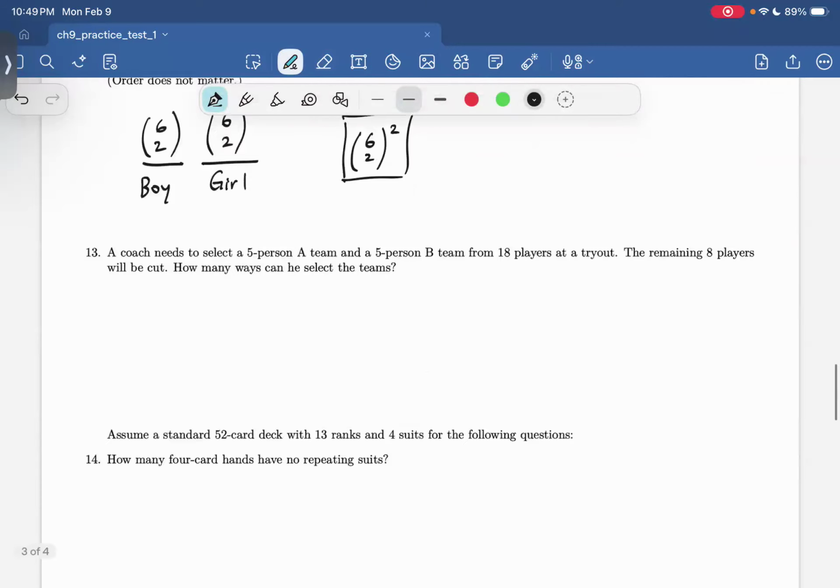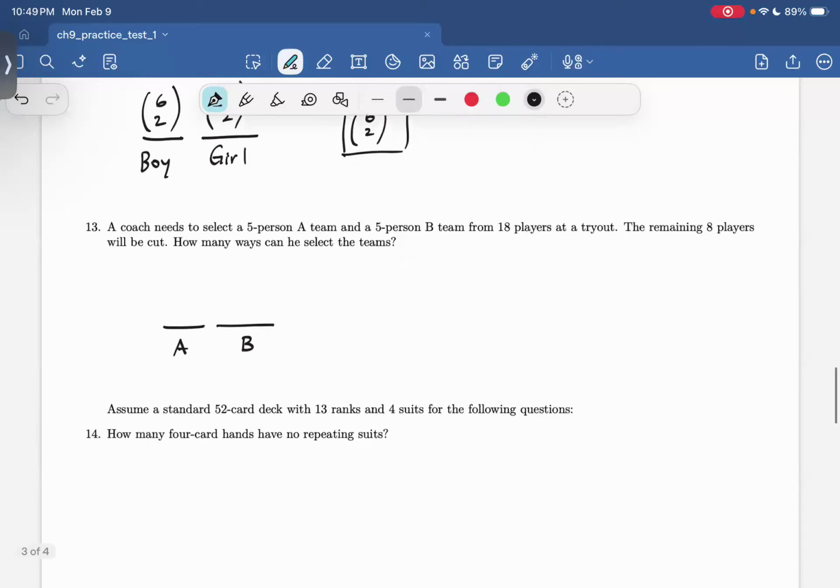Okay, question 13. A coach needs to select a five-person A team and a five-person B team from 15 players at a tryout. The remaining eight players will be cut. Oh no, too bad for them. How many ways can he select the teams? So, very similar to the previous question. Let's first think about how this coach can select the A team, and then how he selects the B team. And then, of course, the remainder are just cut, so we don't care about them. Well, we care about them, but we don't really care about them.